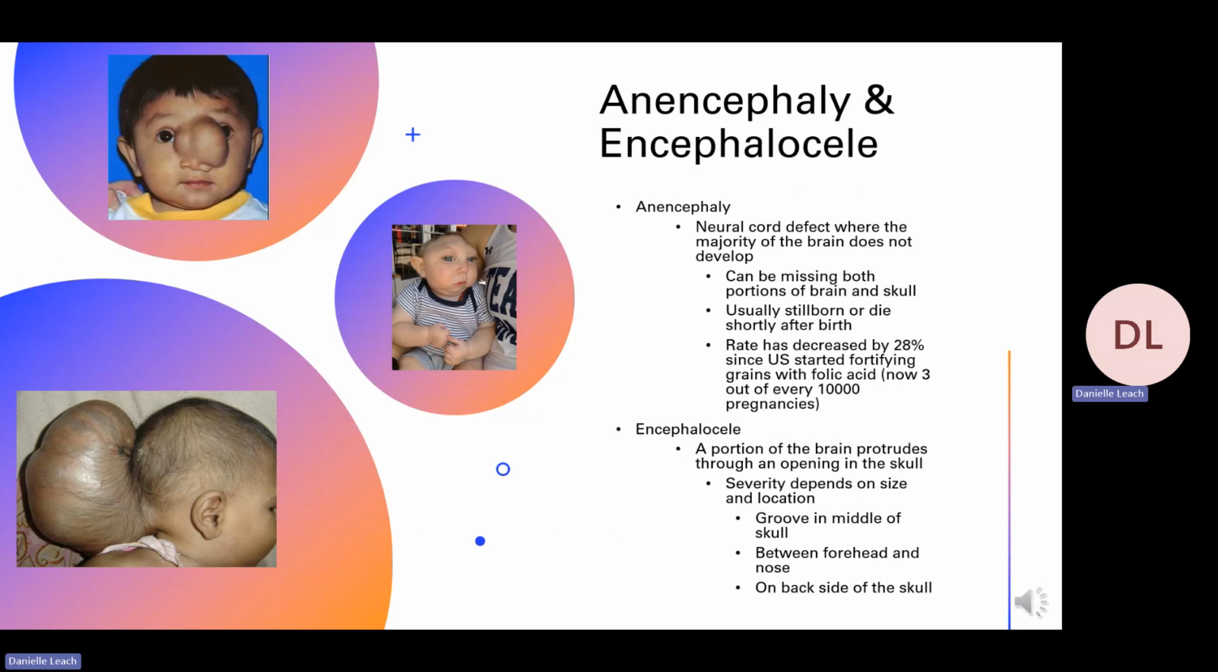The severity depends on where the location is and, of course, what's contained in the sac. This can be removed, but the babies may have deficits, again, depending on what portion of the brain is protruding and where it is. But they can have deficits like paralysis, problems eating, problems with bowel control, problems with bladder control.